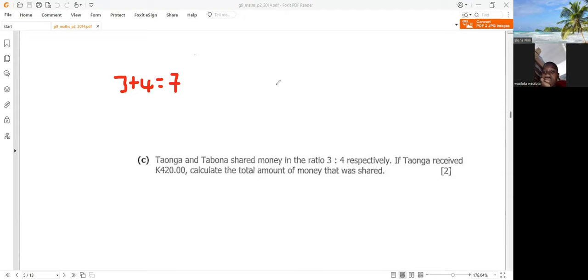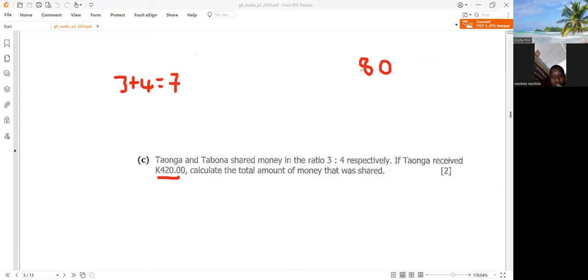I see. Now, what you need to understand is, these guys were actually sharing the money in the ratio 3 to 4. That's the ratio. So now there was a total amount of money, and from the total amount of money, Taonga walked away with 420. So now, if you're saying that the total amount of money which they shared between themselves was 80 kwacha.